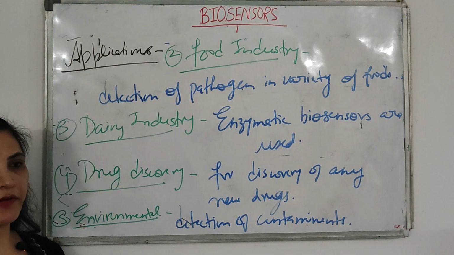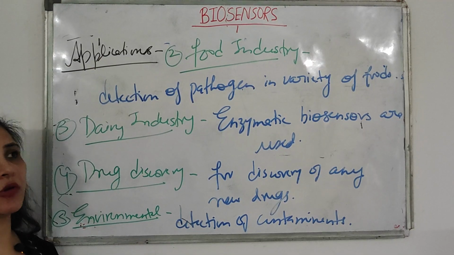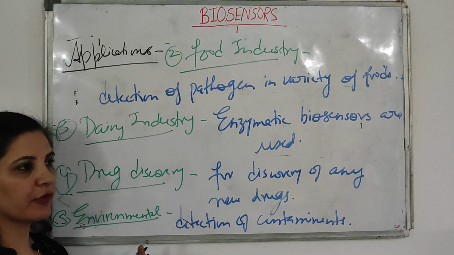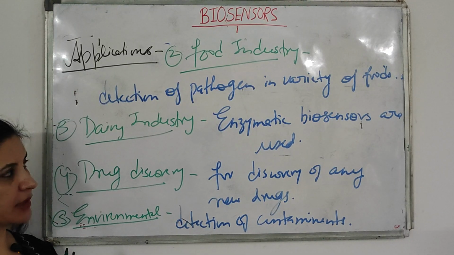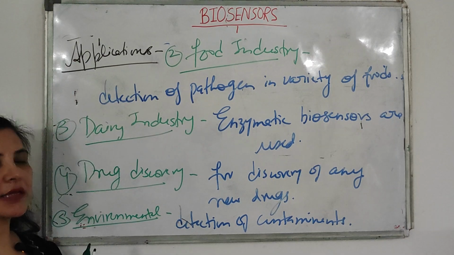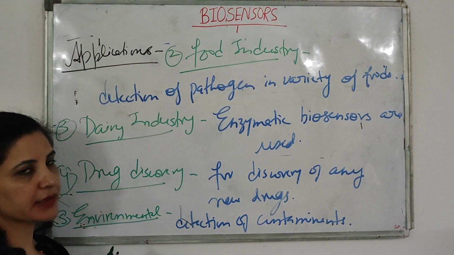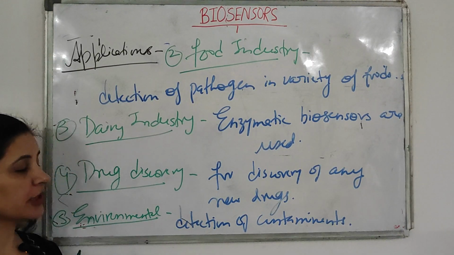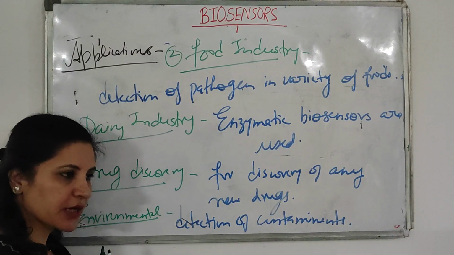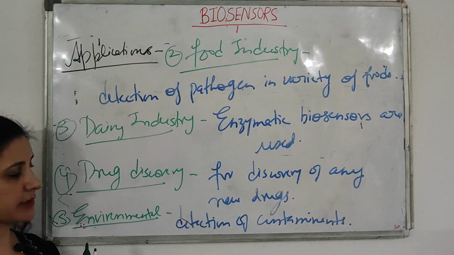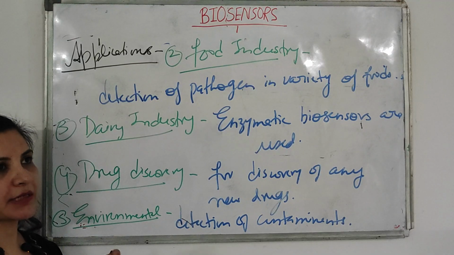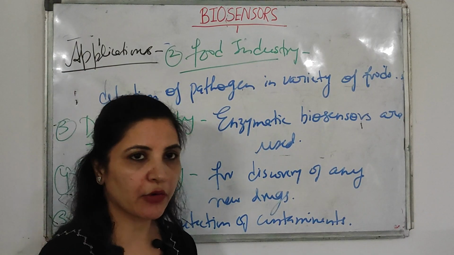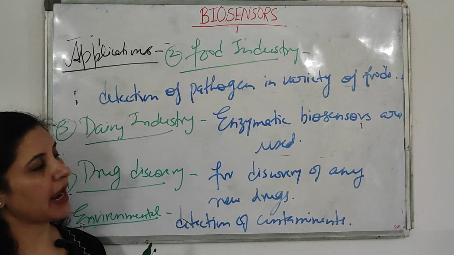You will use it in your medical field, for example your thermometer, pregnancy kit, and optical glucose biosensor. Then in your food industry, if you are willing to detect any pathogen, you will use a biosensor. Then in your dairy industry, various kinds of enzymatic biosensors are available. Next, in drug discovery, if a person is willing to discover any new drug, then he will use a biosensor. And environmental biosensors are used for detection of various kinds of contaminants. Alright, so this is the introduction, your various types and your applications.